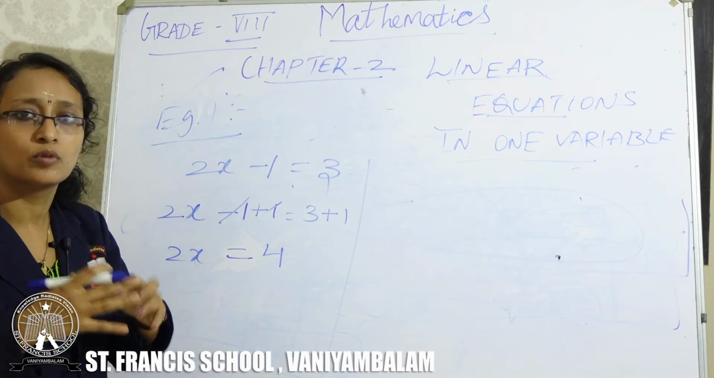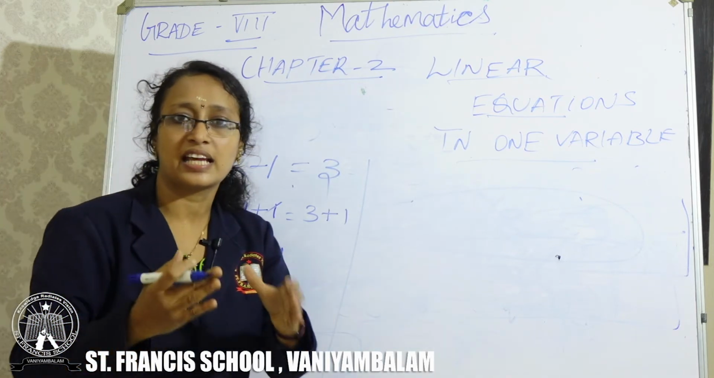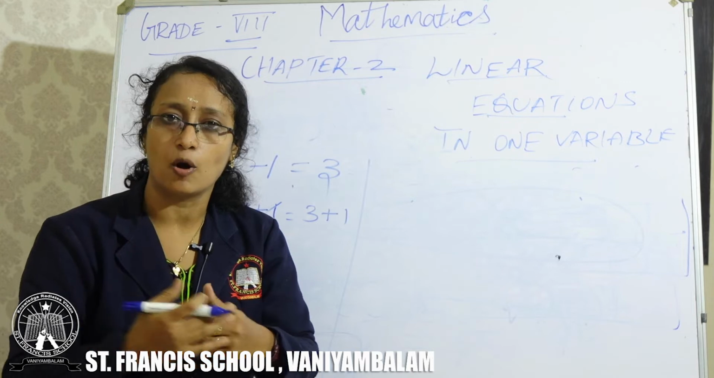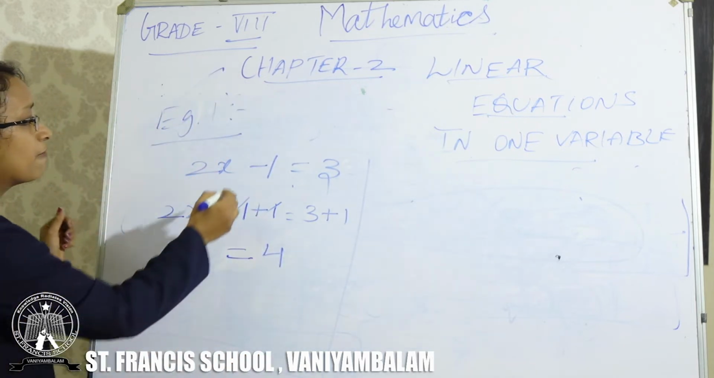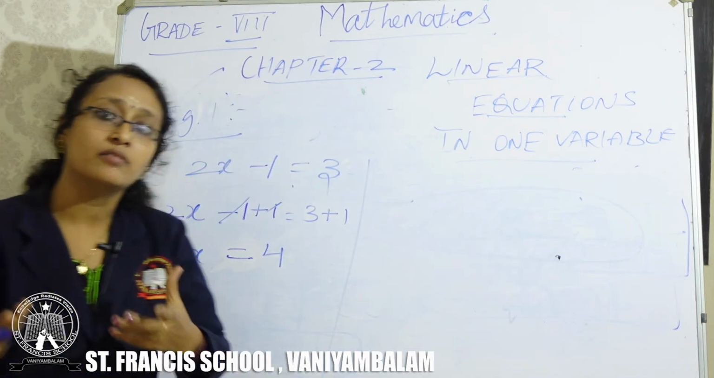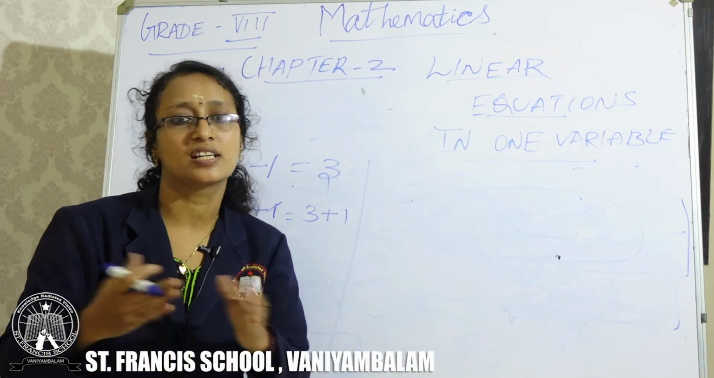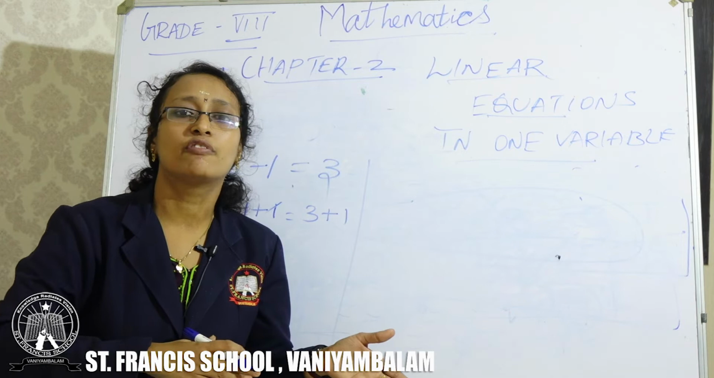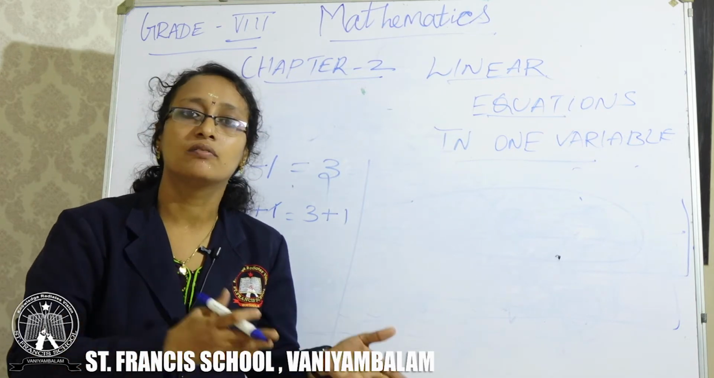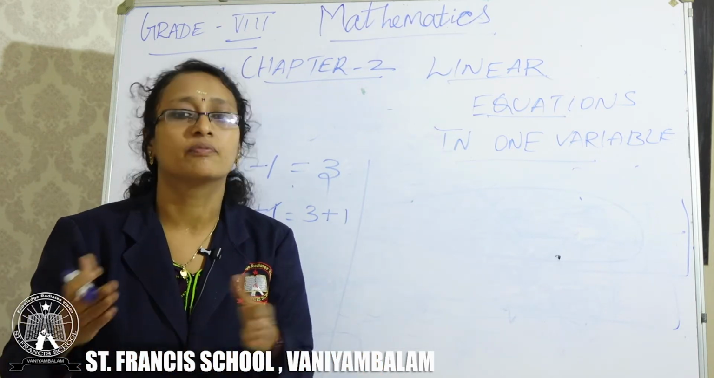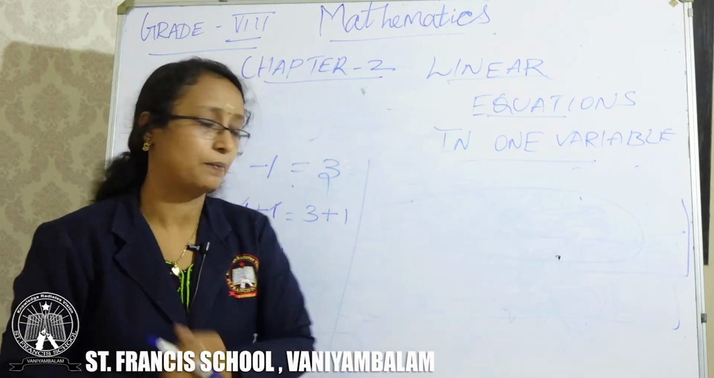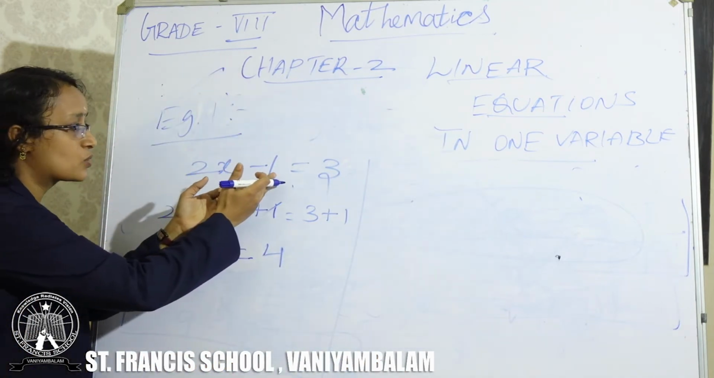So how will you remove this 2? Just check what is the inverse of the operations. Here you have minus 1. So what is the inverse of minus 1? Plus 1. The inverse of multiplication is division. Inverse of addition is subtraction. Inverse of subtraction is addition. Inverse of division is multiplication. So you have minus 1 here.